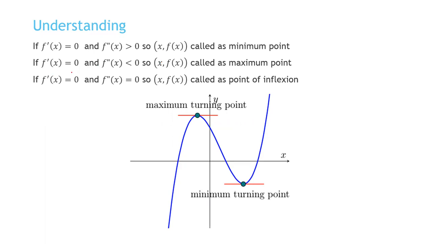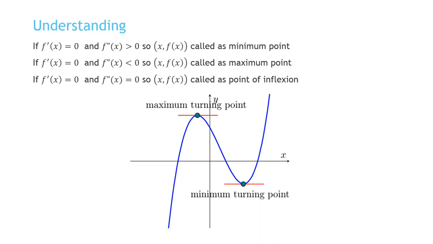While if the first derivative equals 0 and the second derivative also equals 0, then the coordinate point (x, f(x)) is called a point of inflection. There is no minimum turning point and no maximum turning point.